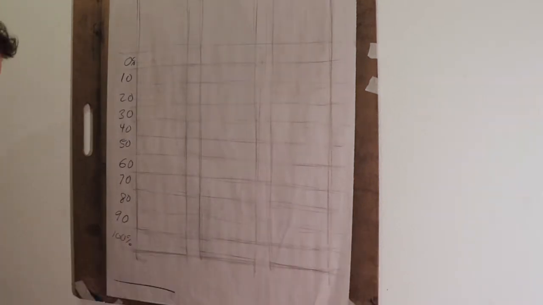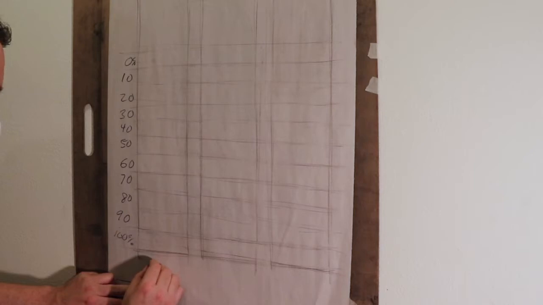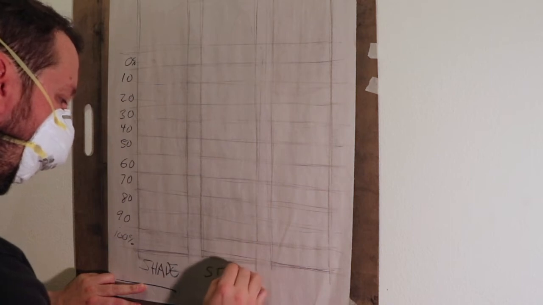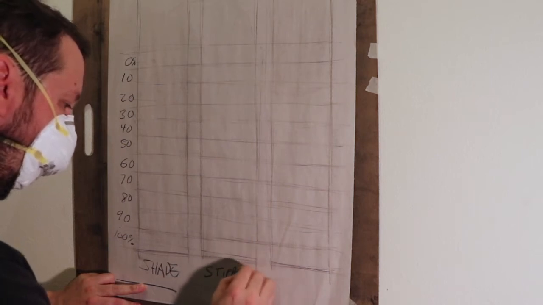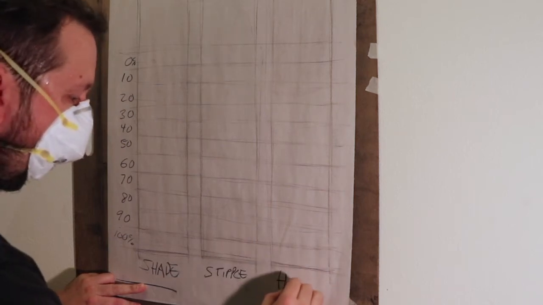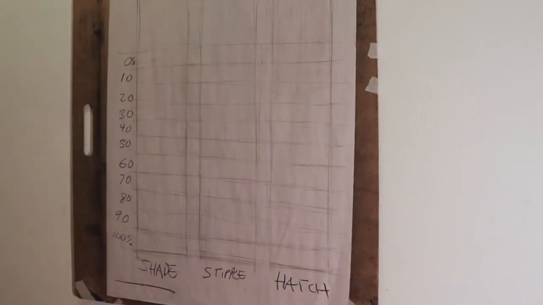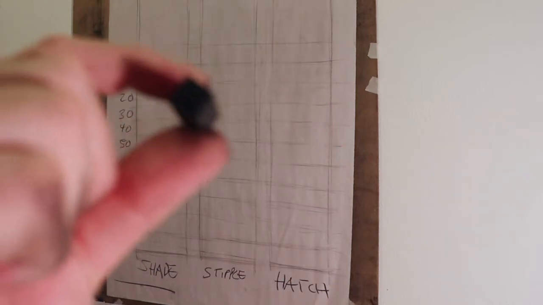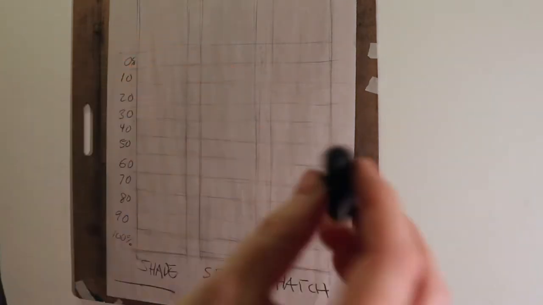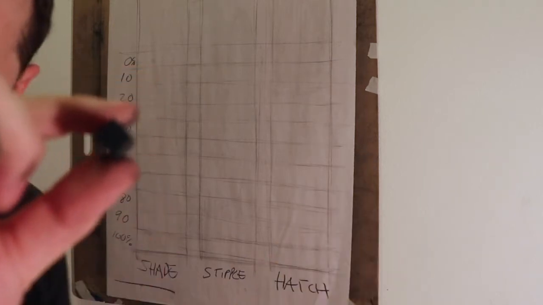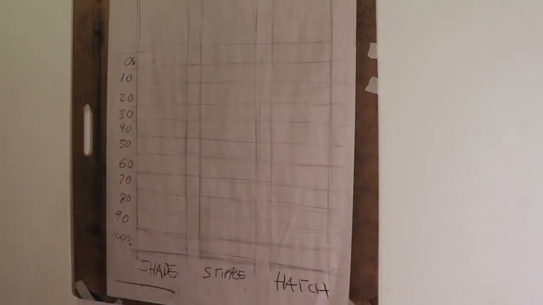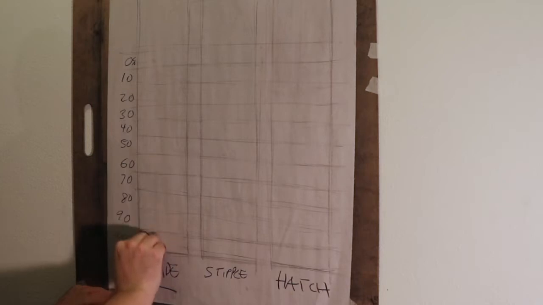So we're going to label this before I move on. This is going to be the shade. This will be stipple. And this will be hatch marks. All right. So let's start with the soft pastel. That's this one. And I'm going to use the corner, this edge right here, and I'm going to darken this in.